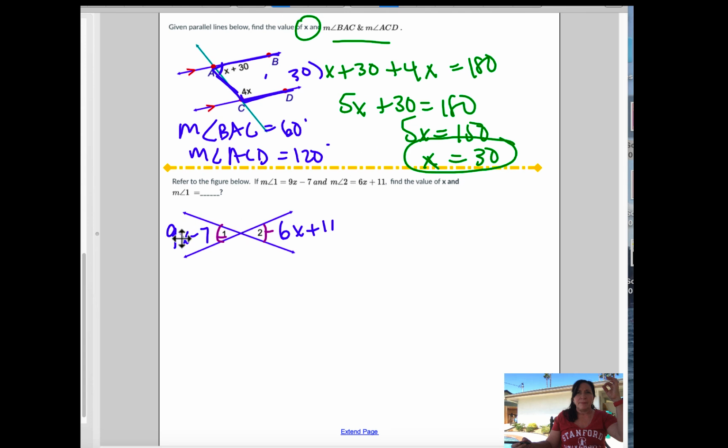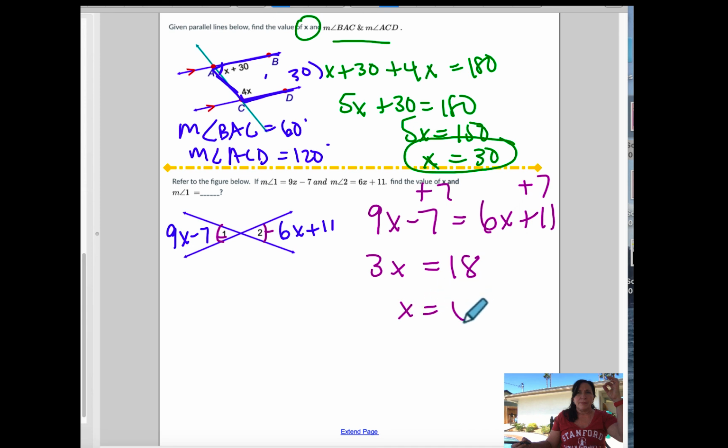Okay, so we just have to set them equal to each other. So we go 9x minus 7 equals 6x plus 11. Subtract 6x, I get 3x. I'm going to add 7 to both sides. I get 3x equals 18, x equals 6.